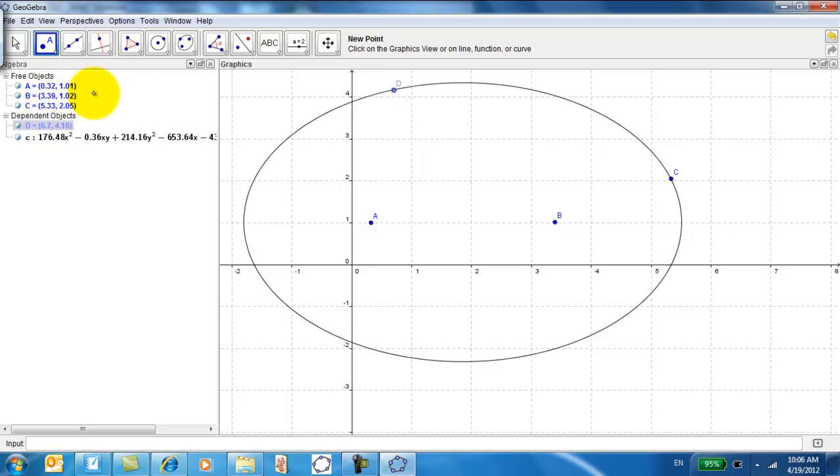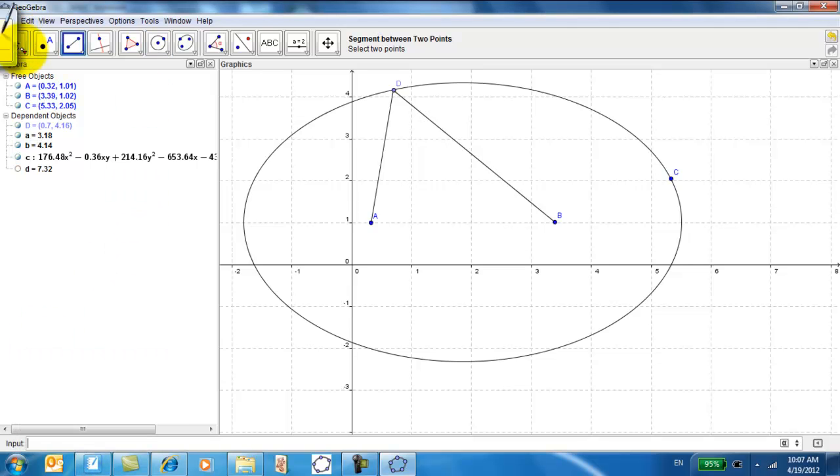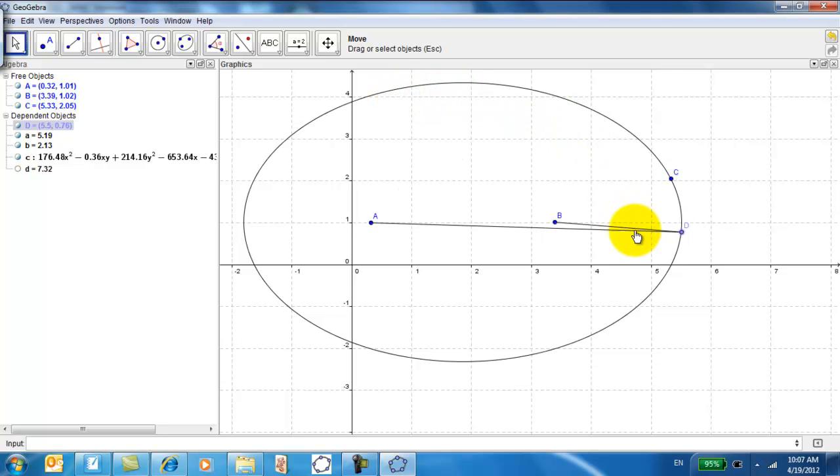I just want to illustrate this idea that the sum of the focal radii is constant. So we take a general point on the ellipse and look at these two distances. Let's make some segments. These are called focal radii. And there we have them. Now if we add up A plus B, we get 7.32. And notice A and B change now as I move D around, but their sum stays constant. In fact, the sum of the focal radii is equal to 2a.